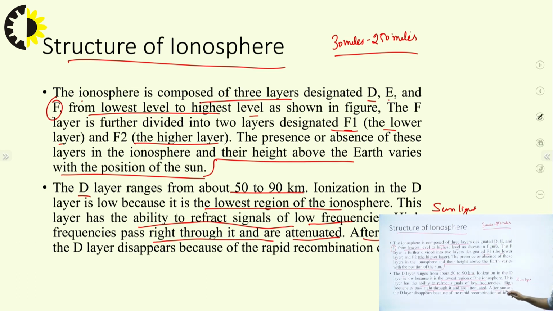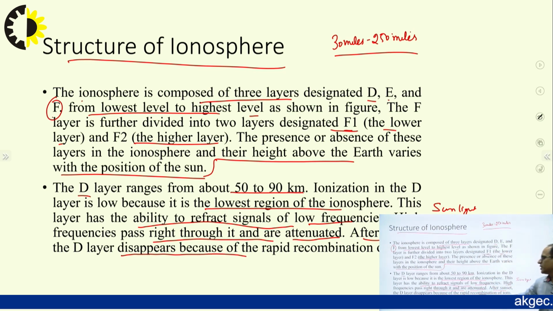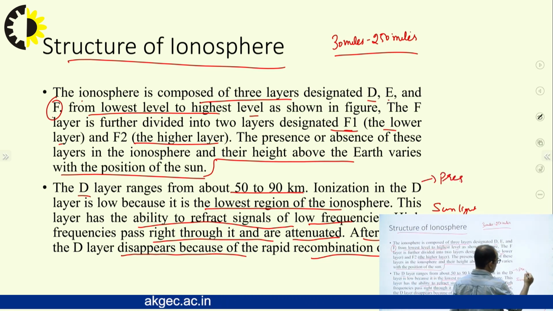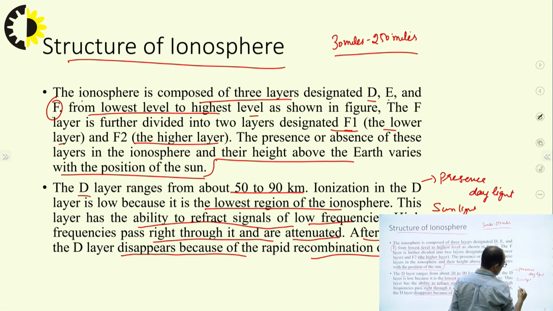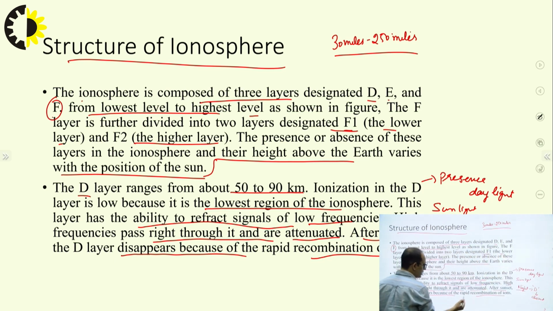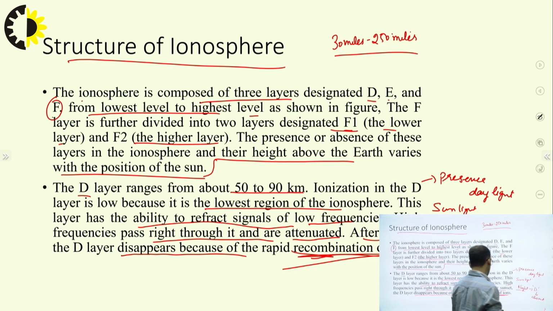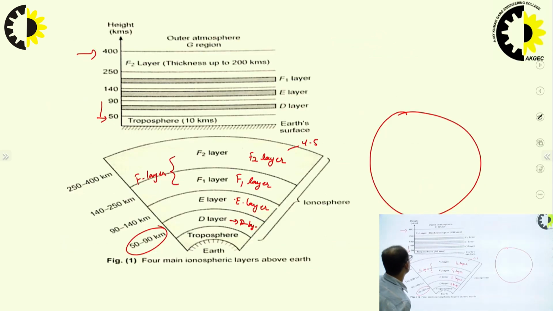Clear? After sunset, the D layer disappears because of the rapid recombination of ions. Means this layer is present only during the daylight, and when there is night, meaning absence of sunlight, this D layer is absent. Why is it absent? Because there will be a recombination of ions, meaning ions get recombined with the free electrons and make an atom or molecule.